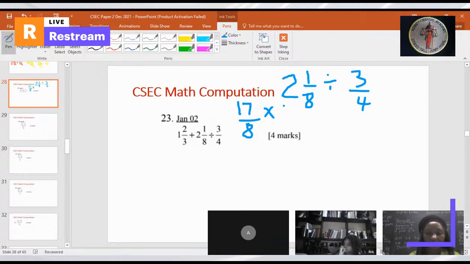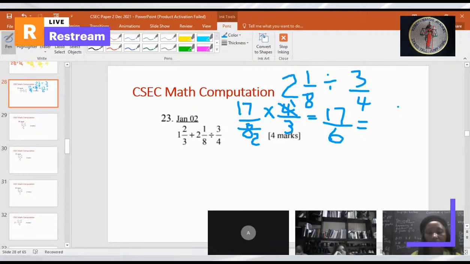Miss, 4 over 3. Okay. 4 can cancel with 8. 4 into 4 goes 1 time, Miss. 4 into 8 goes 2 times, Miss. Okay. And that's it, Miss. So now you're going to have 17 over 2 times 3, Miss. That's 6.